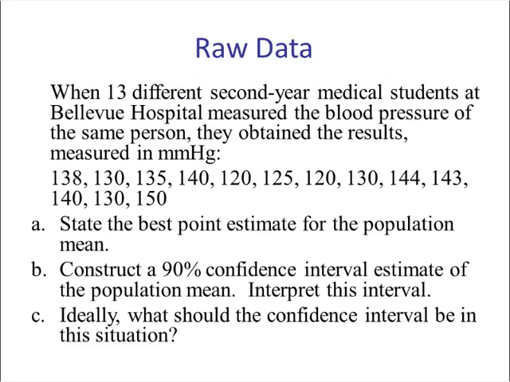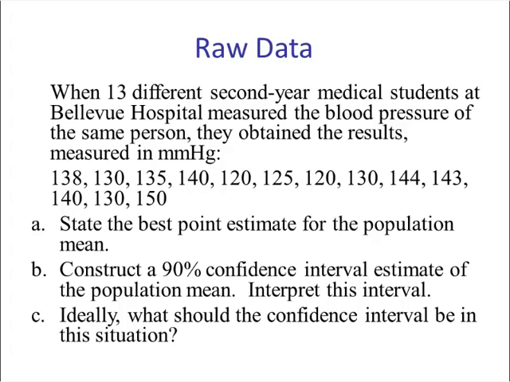Next example. When 13 different second-year medical students at Bellevue Hospital measured the blood pressure of the same person at about the same time, one after the other, they obtained the following results, measured in millimeters of mercury. So we are given 13 values. We're going to assume that this comes from a population that is normal.